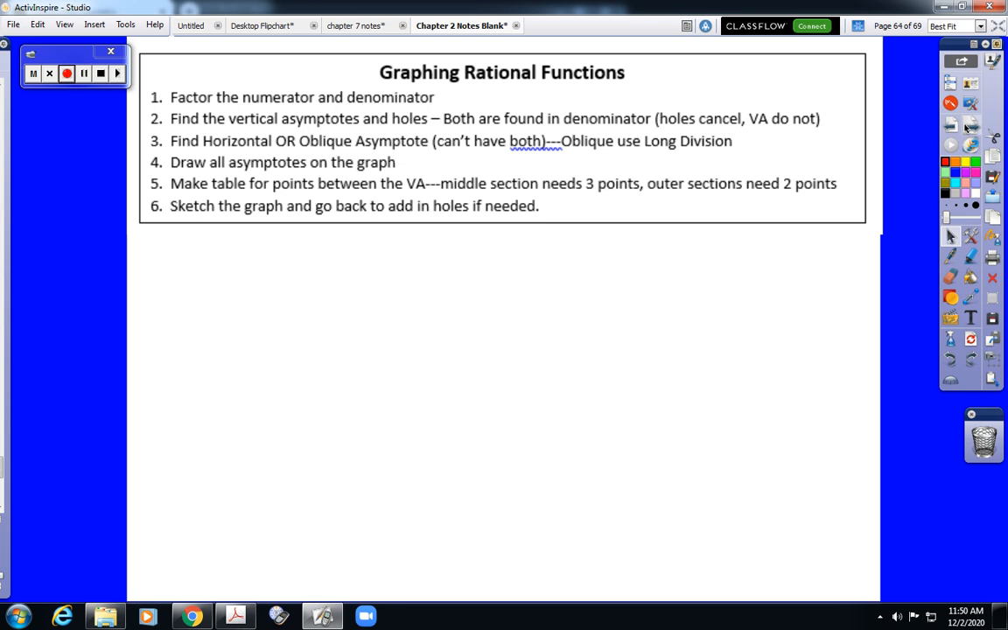We then look at the degree of the numerator and the degree of the denominator and compare them to decide whether we have a horizontal asymptote or an oblique asymptote. We cannot have both. We will have one or the other. Then we will draw all of those asymptotes on the graph, make a table for the points between those vertical asymptotes. Remember the middle sections need at least 3 points and the outer sections need at least 2 points. Then we sketch that graph and go back to add any holes in as needed.